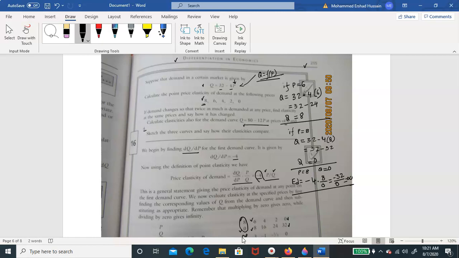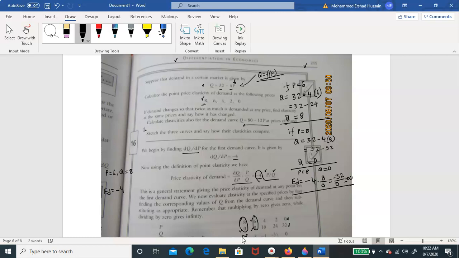Now what about the second one? If the second pair, this one, let us calculate, right? So let us go this side. P equal to 6 and Q equal to 8. And what is elasticity now? Let us try now.